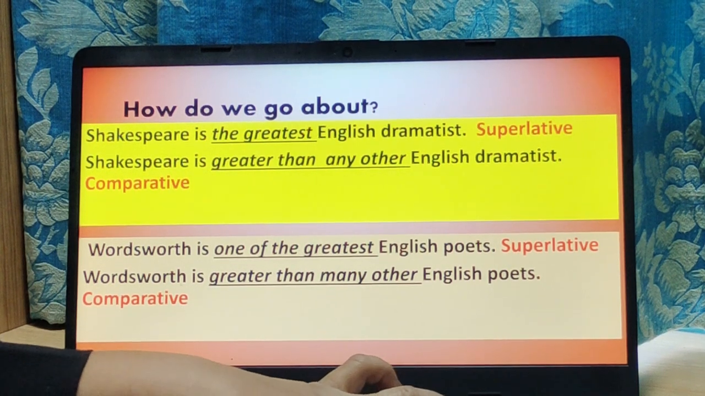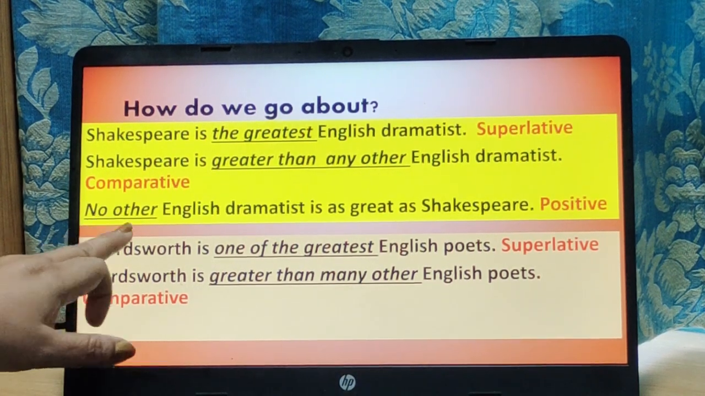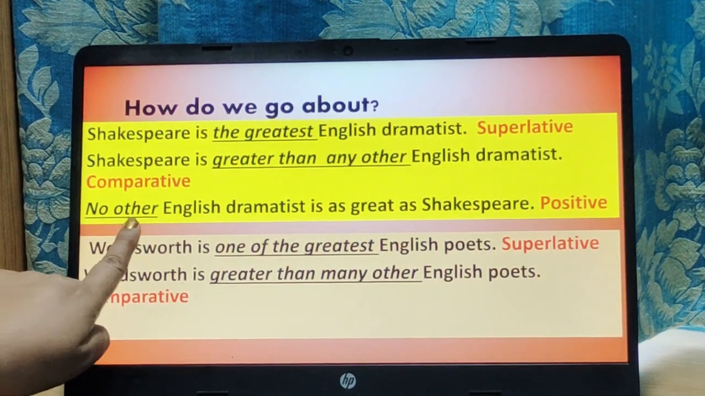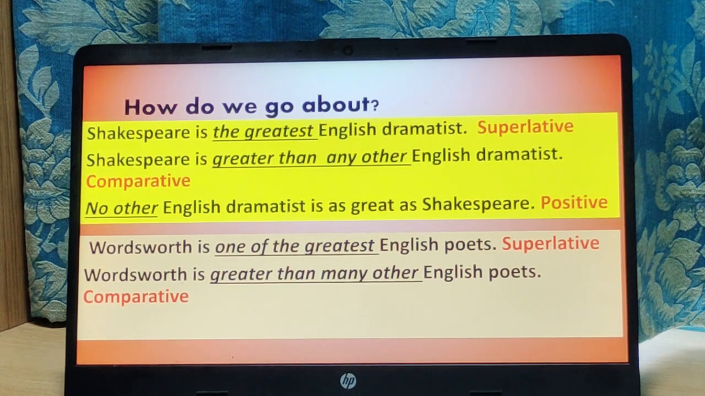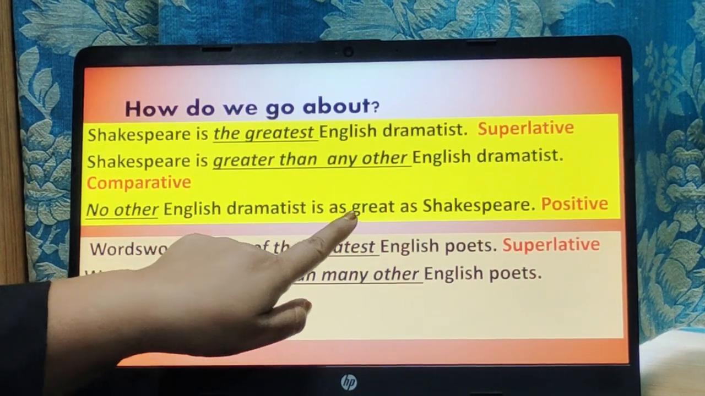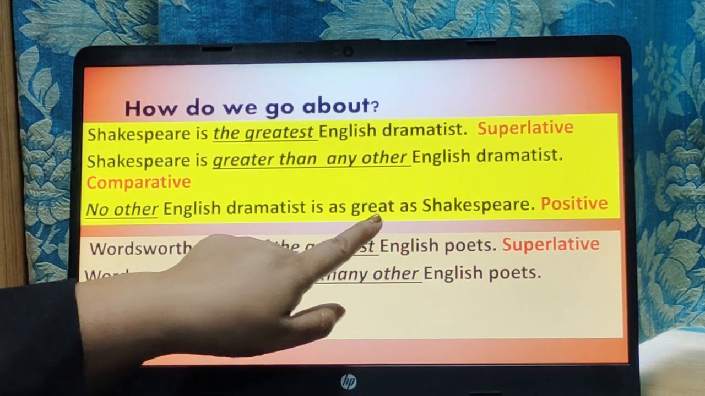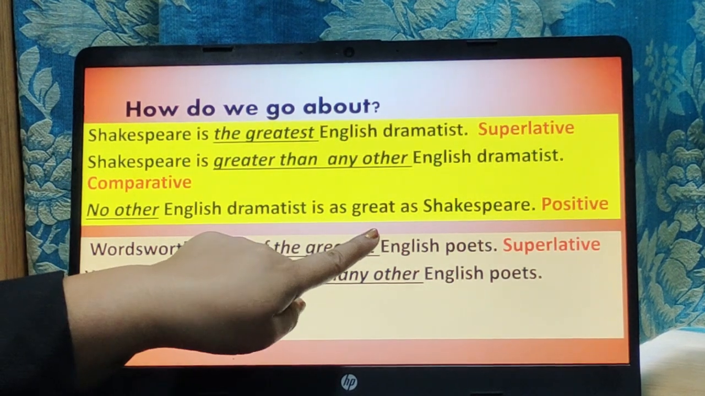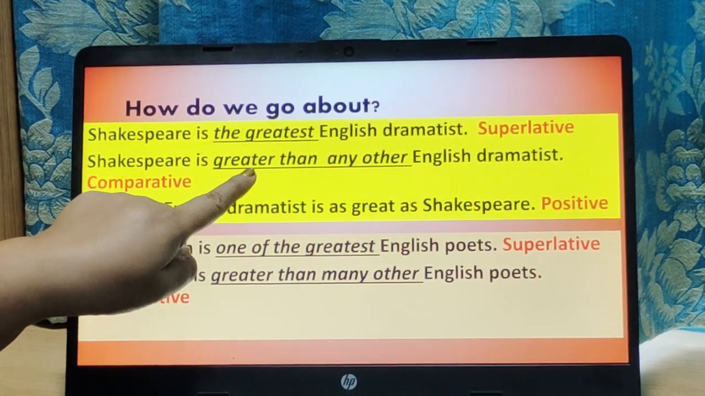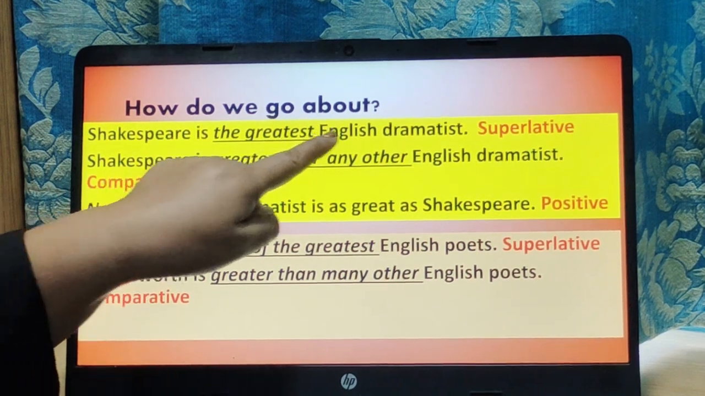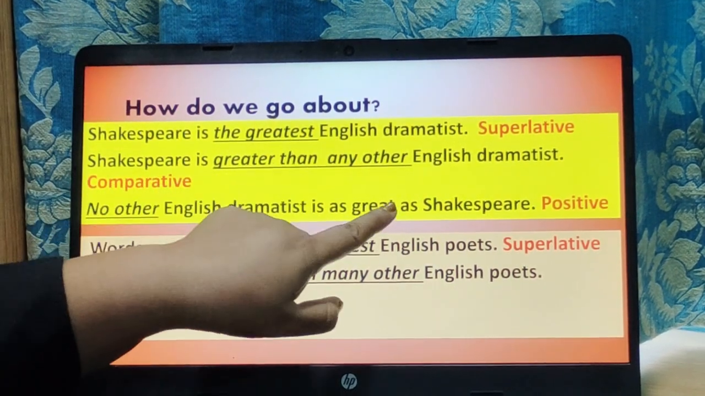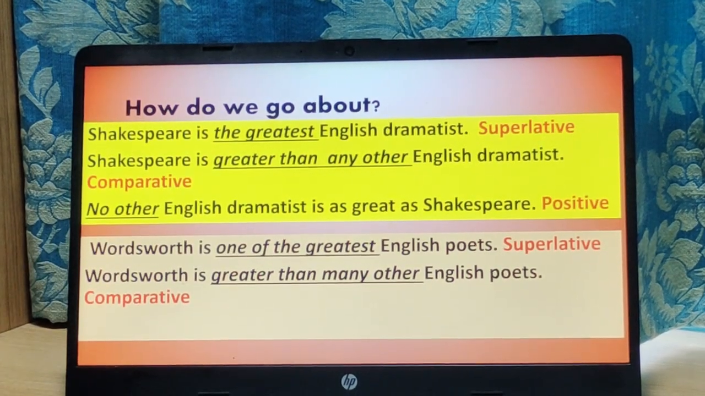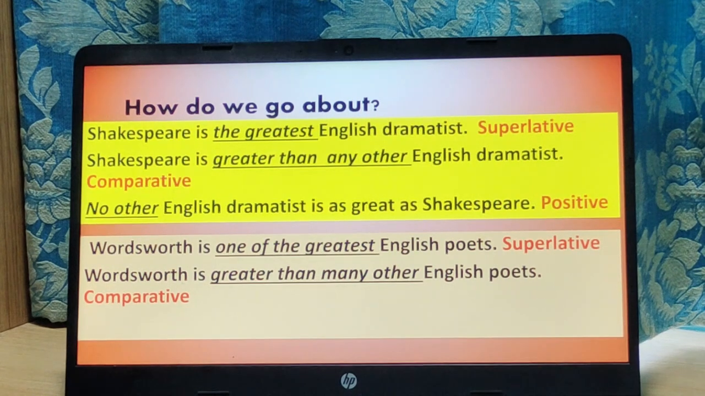Now let us talk about the positive degree. So no other, because as I said, he's the only one, and hence no other English dramatist is as great as Shakespeare. This is as great, meaning we are using the base form of the word, and I told you the base form is the positive degree, the comparison form is the comparative degree ER, and we are talking about the highest degree EST. So great, greater, greatest, and here it is no other English dramatist is as great as Shakespeare.